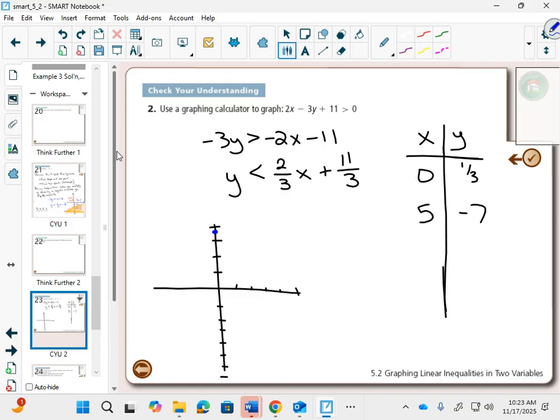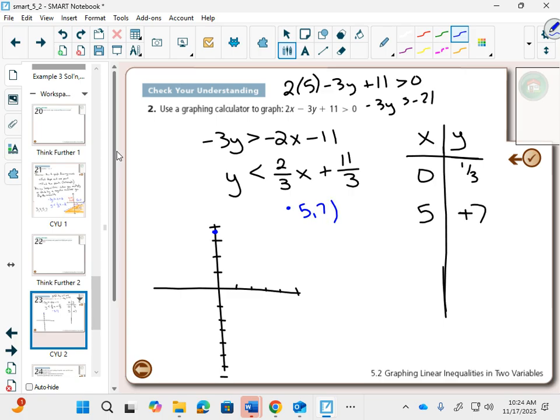Let's do the mental math correctly. 2 times 5 minus 3 times y plus 11 greater than 0. This would be -3. Oh, this is what happened. It's +7. That'll make a difference, because it wasn't going to go through my y-intercept, and I was like, something seems wrong. 5, 7 would be up here.